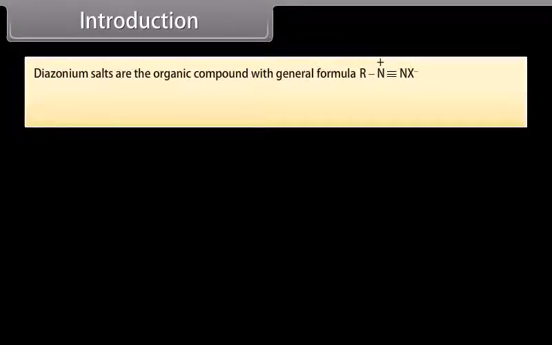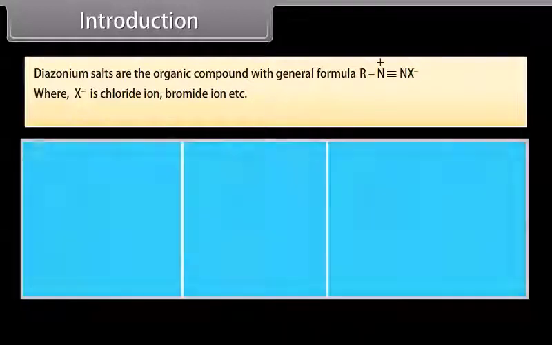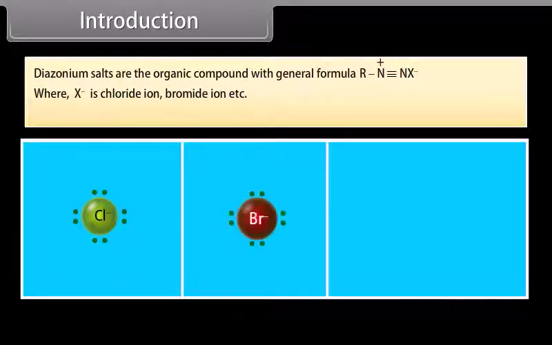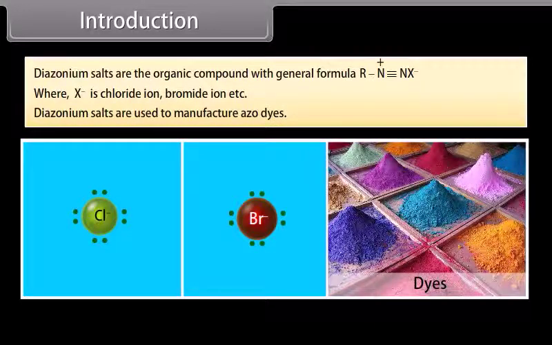Diazonium salts are the organic compounds with general formula RN2+ X-, where X- is chloride ion, bromide ion, etc. Diazonium salts are used to manufacture azo-dyes. In this lesson, we will learn more about amines and diazonium salts.